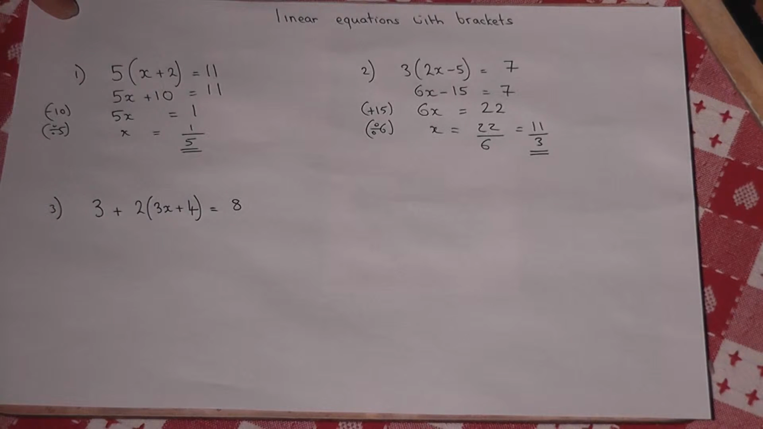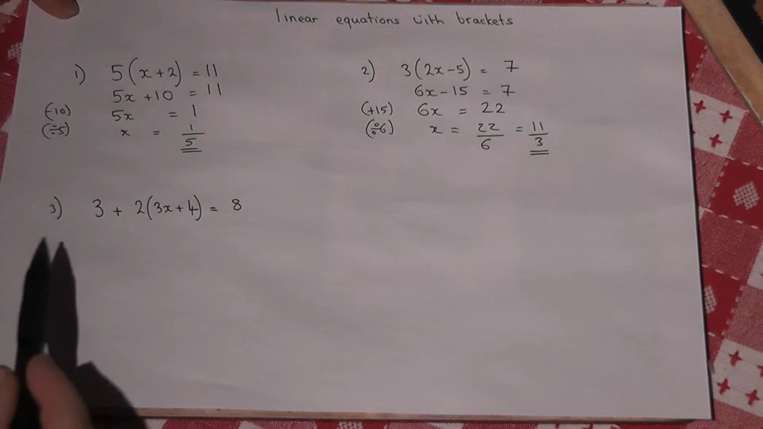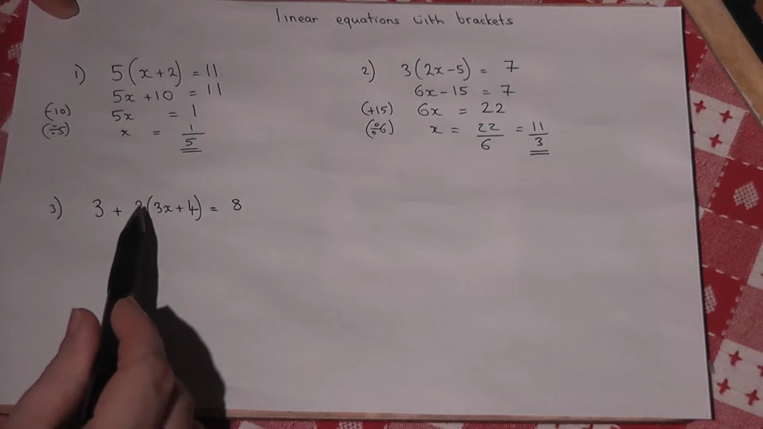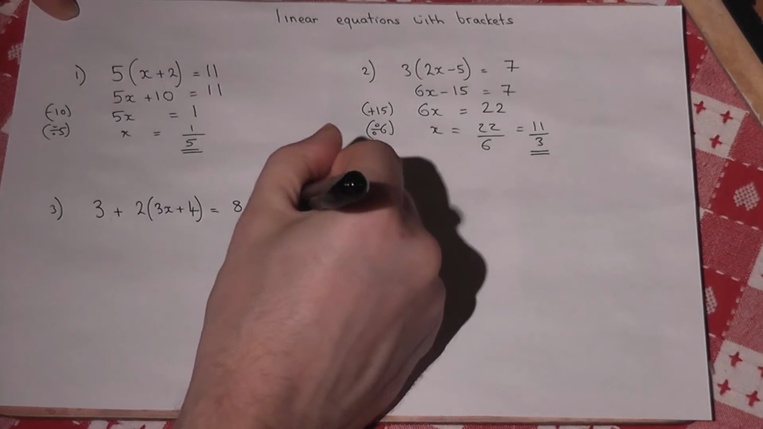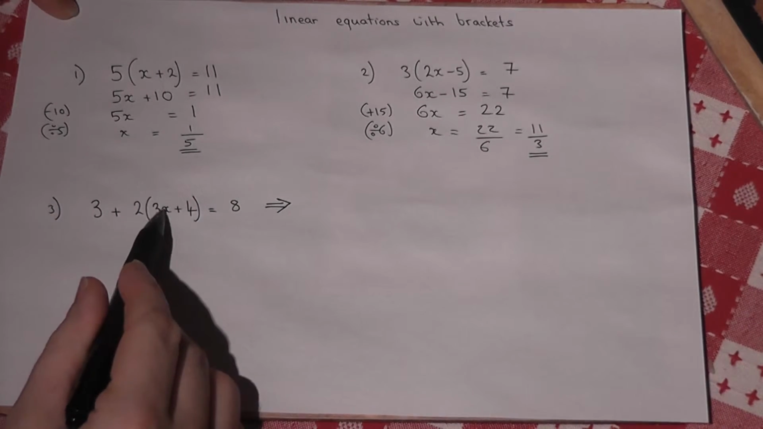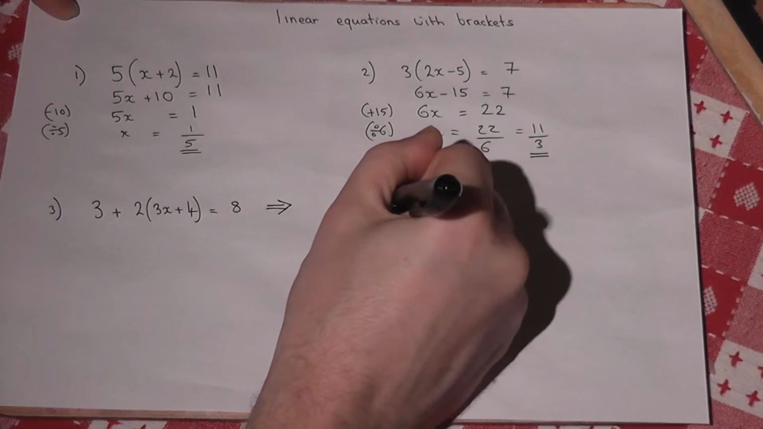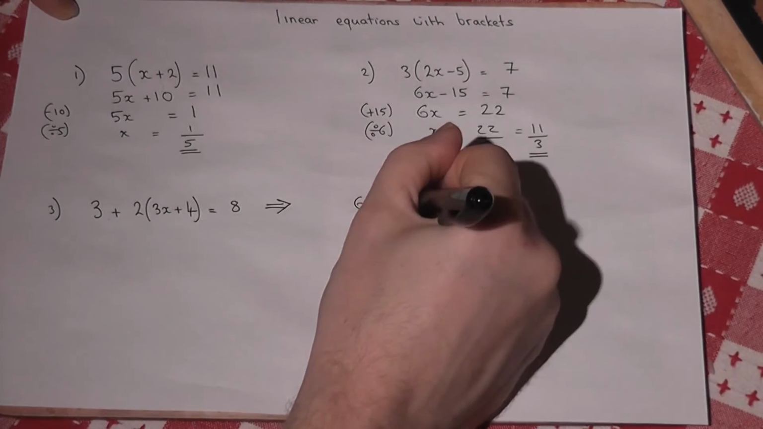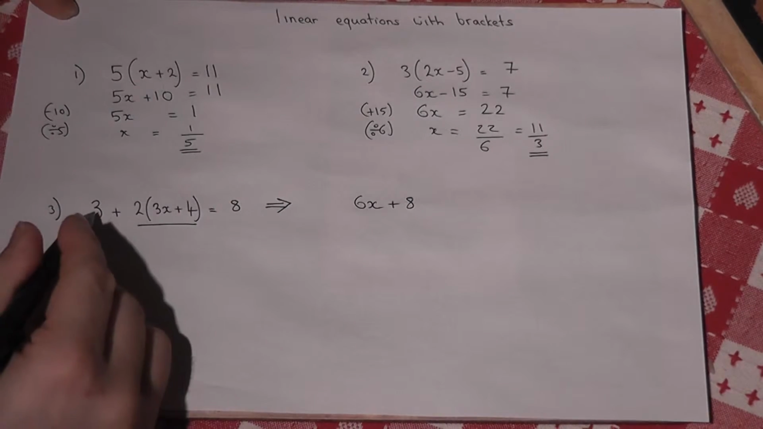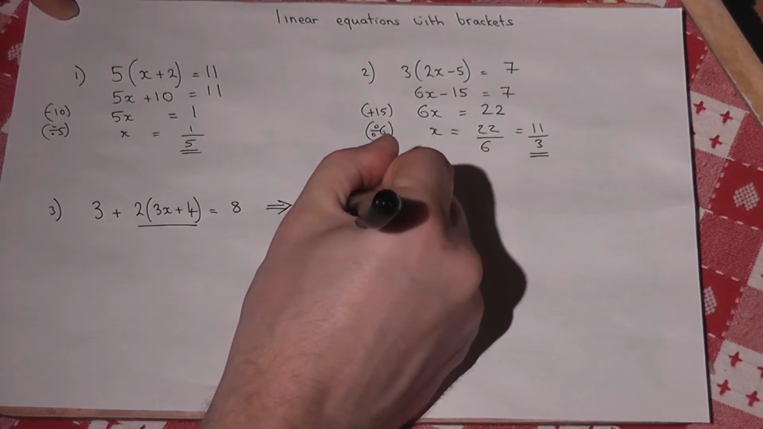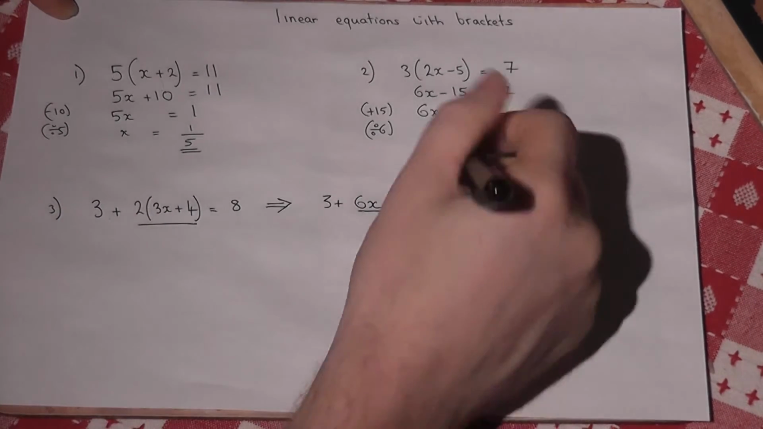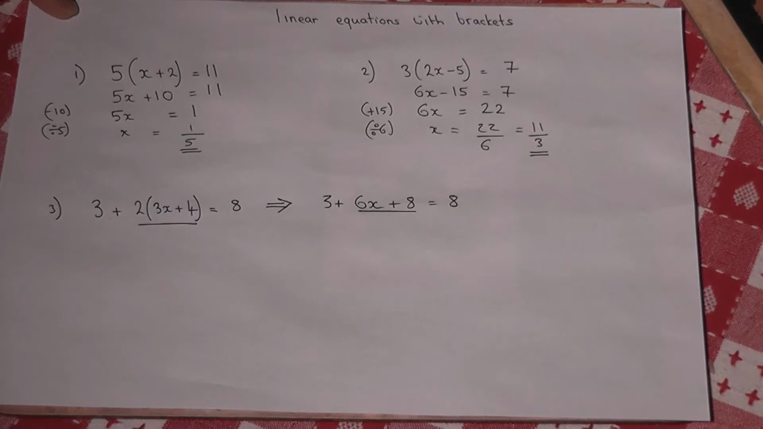And this rule still applies in the third example. We don't do 3 plus 2. The 3 is not times in the bracket, only the 2 is. So I begin by expanding the bracket. 2 times 3x is 6x, and 2 times 4 is 8. That's the bracket part worked out. There's also a 3 there, so it's 3 plus this bracket part, and that equals 8.